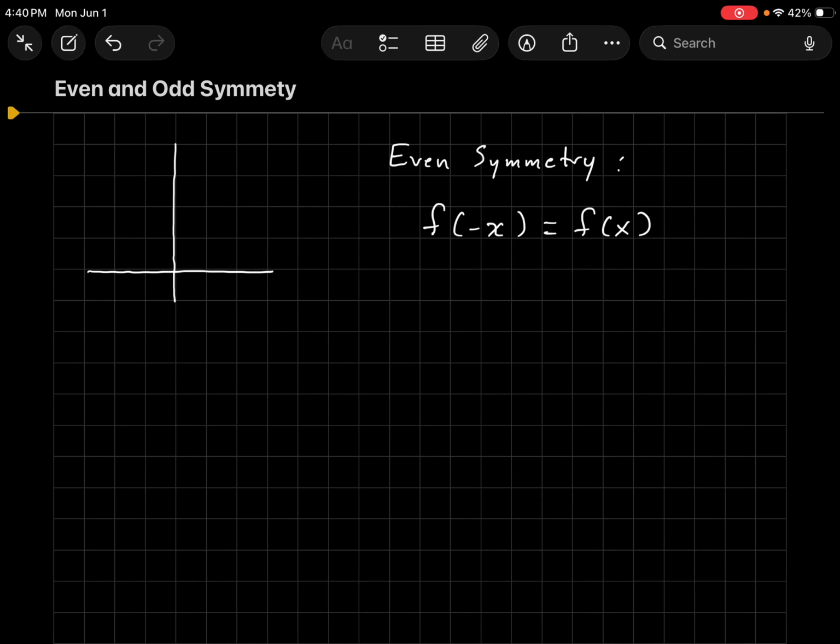Now, what does this mean graphically? Well, let's draw a graph of f of x. Let's draw a random graph. Of course, it's not going to be random. And let's think about the graph of f of negative x. Remember, when we're talking about transformations, that f of negative x will flip the graph over the y-axis.